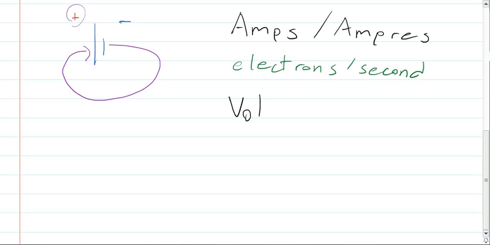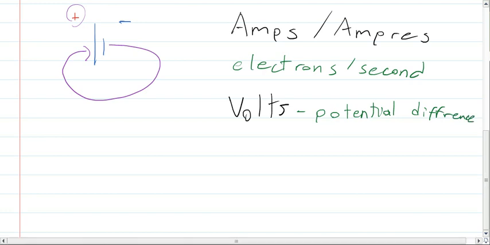Volts. Hopefully you remember what they are. You might remember the definition, potential difference. And that is really not very helpful to a lot of people, including me, because it means nothing.